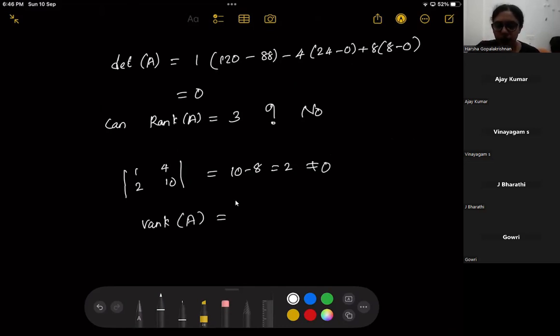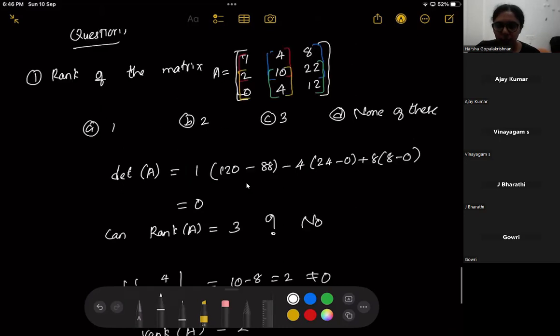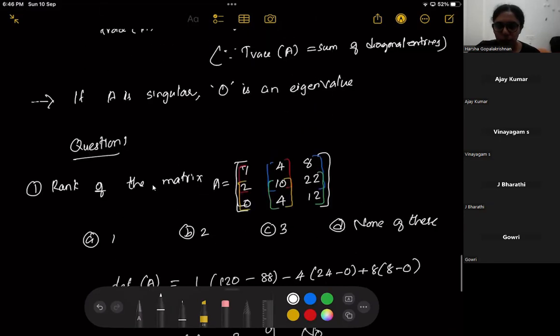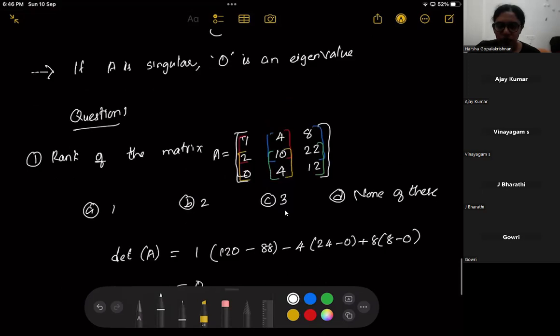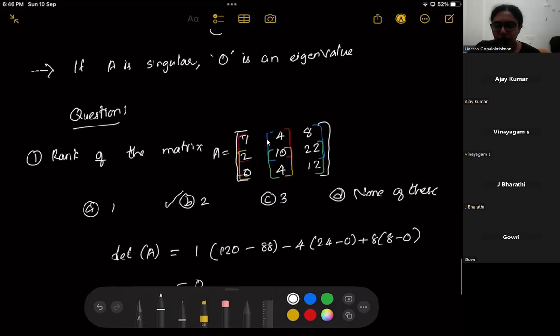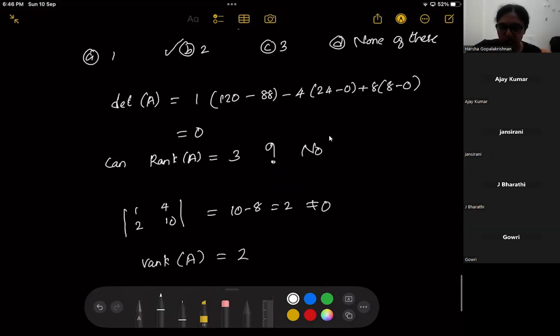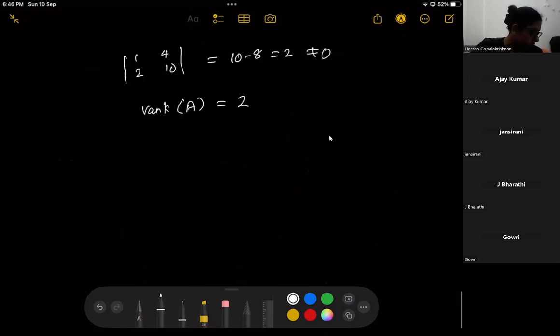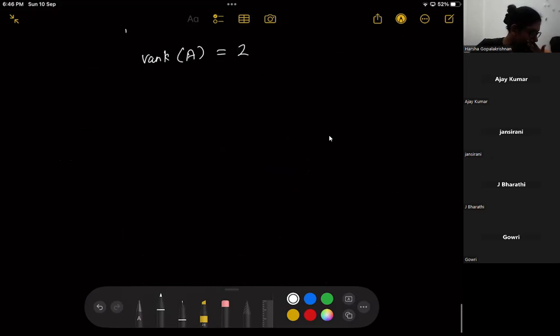Is there any doubt in this question? How to find the rank of a matrix? If you get all the 2 by 2 square submatrices with determinant 0, you need to go to the next stage. You need to take the 1 by 1 matrices, like 1, 4, 8, and check. By definition, that is how we check the rank. Now, let's go to the next question.